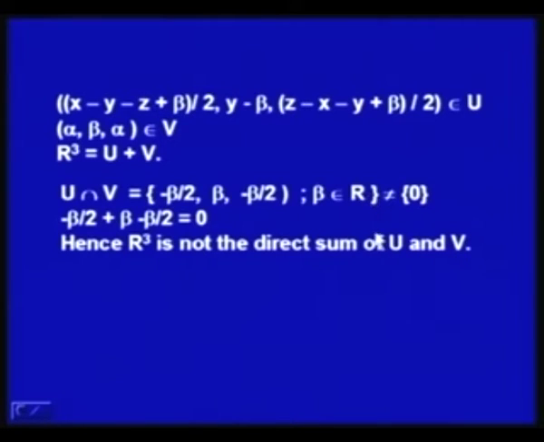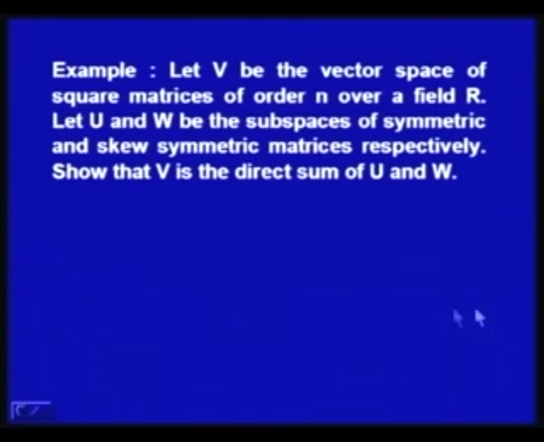So, in this example we have three sets. R cube is a direct sum of the first and third, but it is not the direct sum of U and V, the first two. Now, in the next example, let V be the vector space of square matrices of order n over a field R, and U and W be the subspaces of symmetric and skew symmetric matrices respectively. Then we have to show that V is the direct sum of U and W.